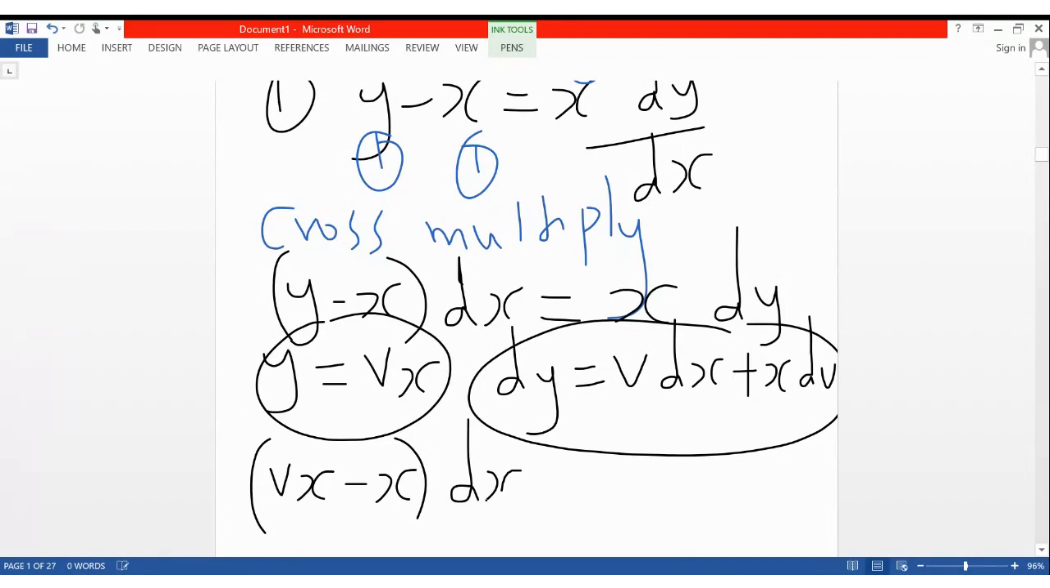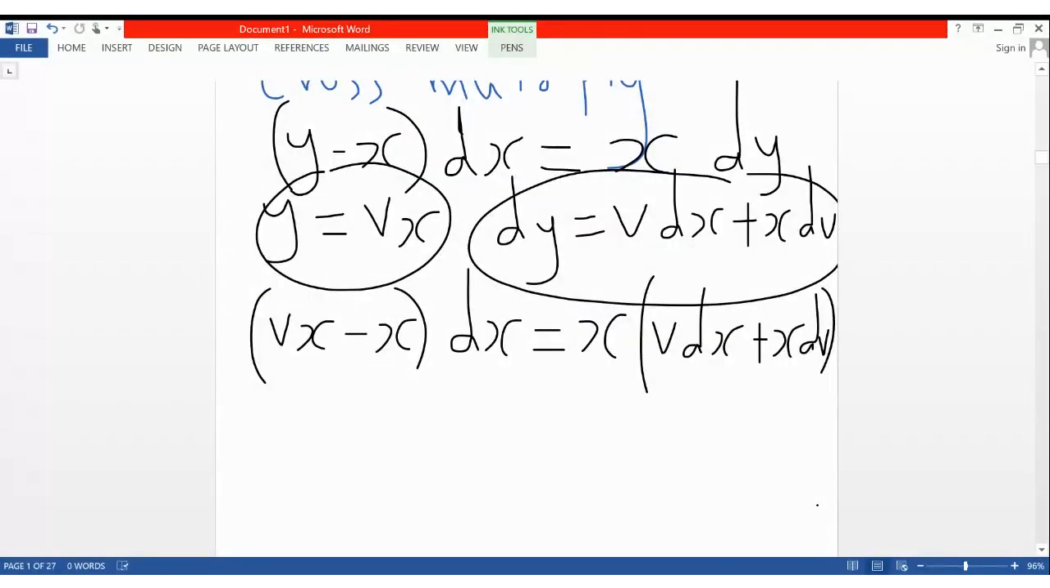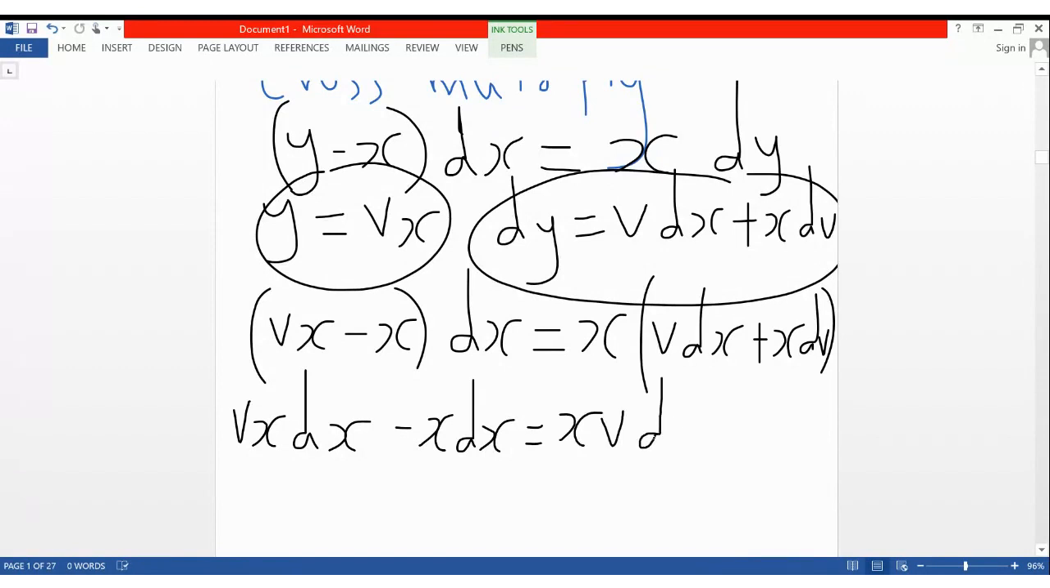On this other side, the x will remain the way it is, but the dy I'll have v dx plus x dv, like that. So I've replaced the y with vx, and I've replaced dy with v dx plus x dv. Open up the bracket, what do we get? So we shall get vx dx minus x dx is equal to xv dx plus x squared dv.